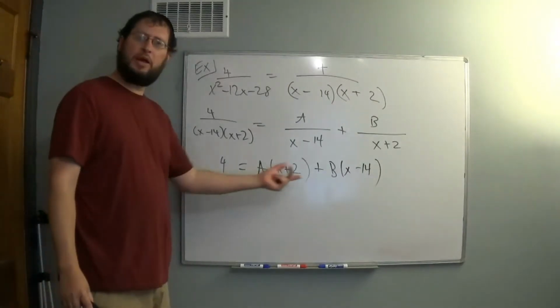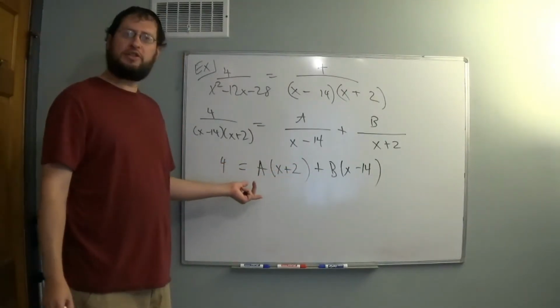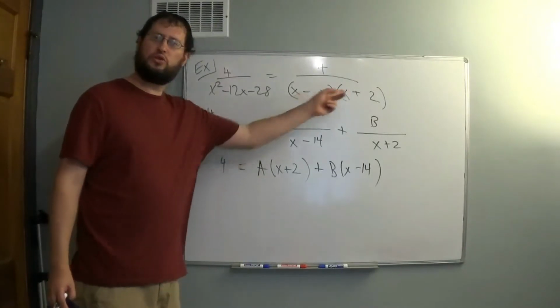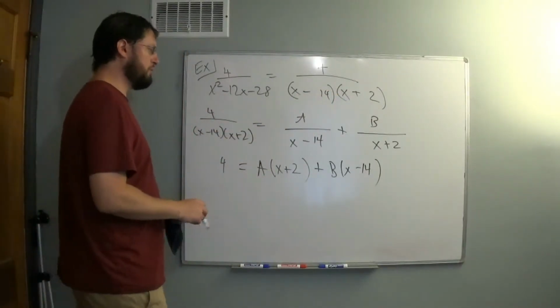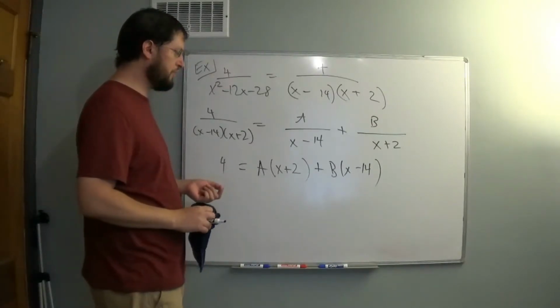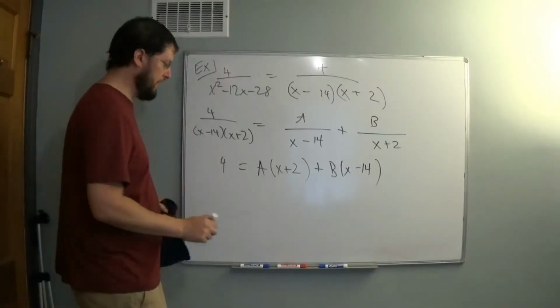And now we're in good shape. We've got an equation with our two unknown numerator pieces, A and B. What we're going to do is put in some judicious choices of x, which will allow us to solve for A and B.